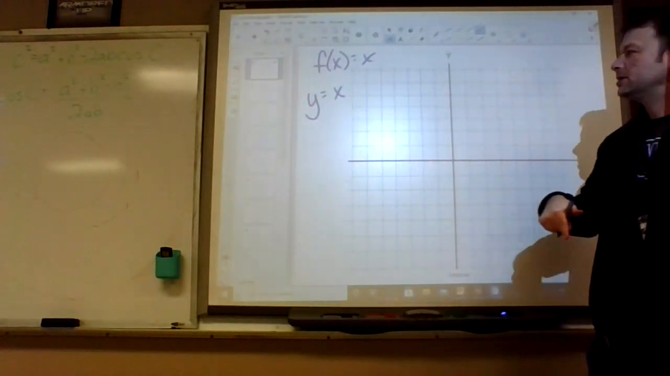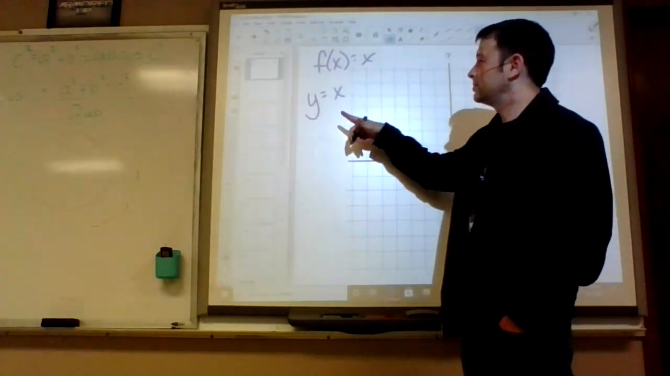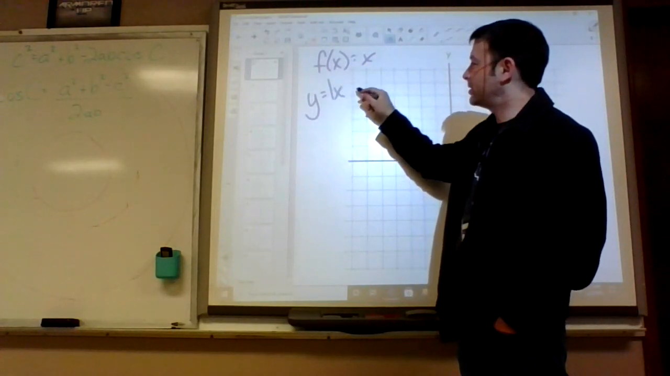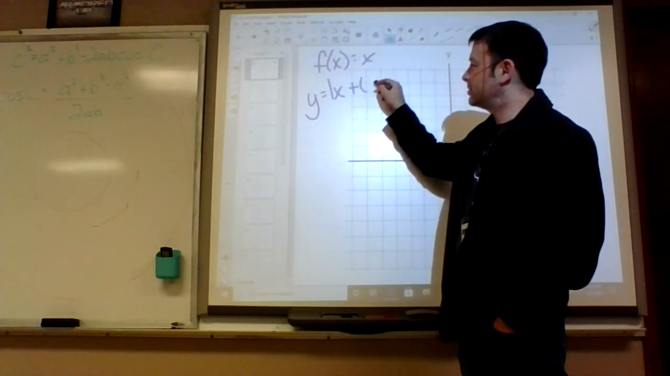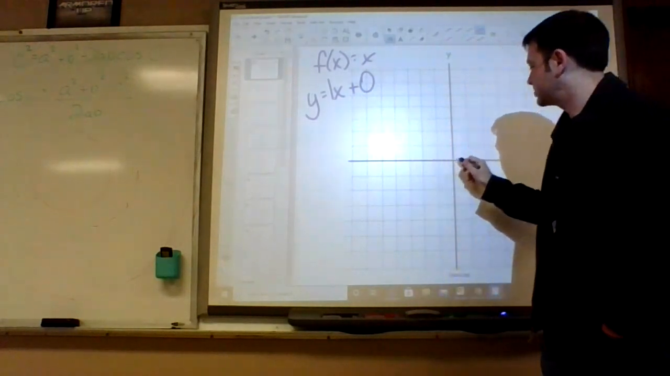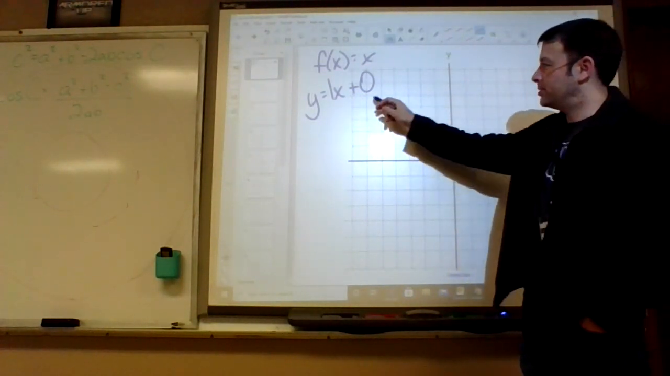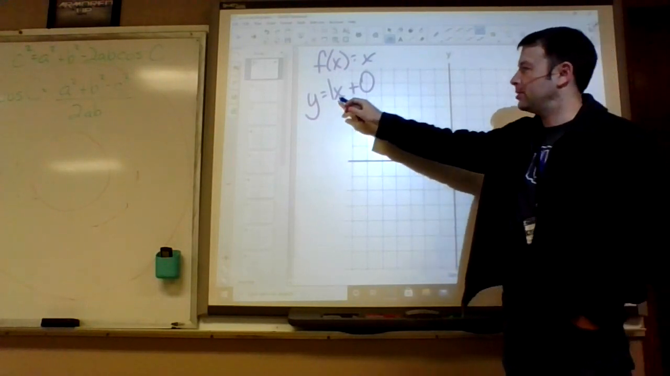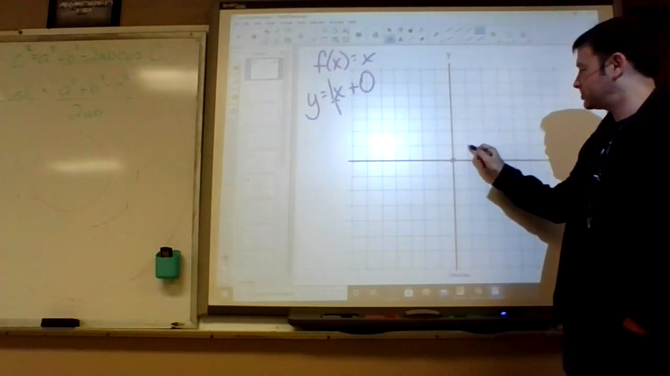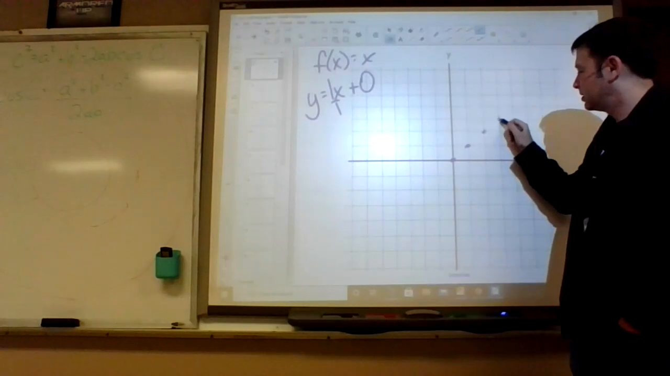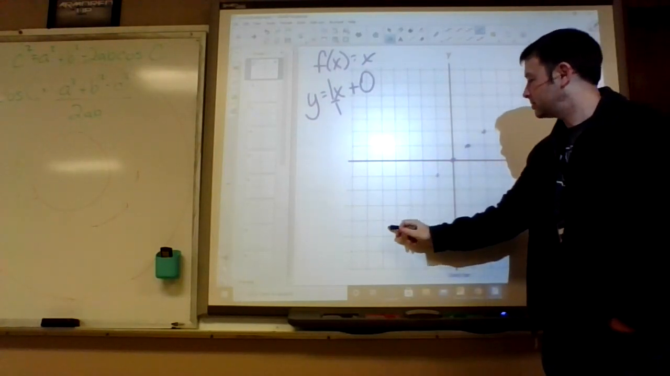What's the slope? What's the y-intercept? 0. Okay, so it's a line. It starts at 0, 0, and you go up 1 and over 1. You remember doing that? It's been so long. So it's kind of like that.